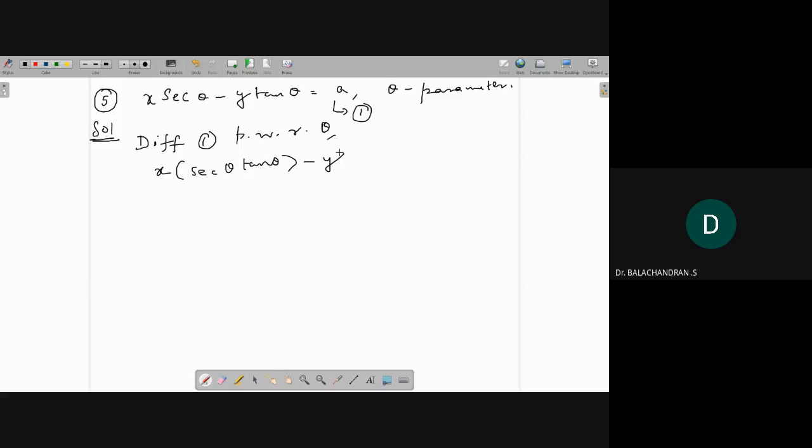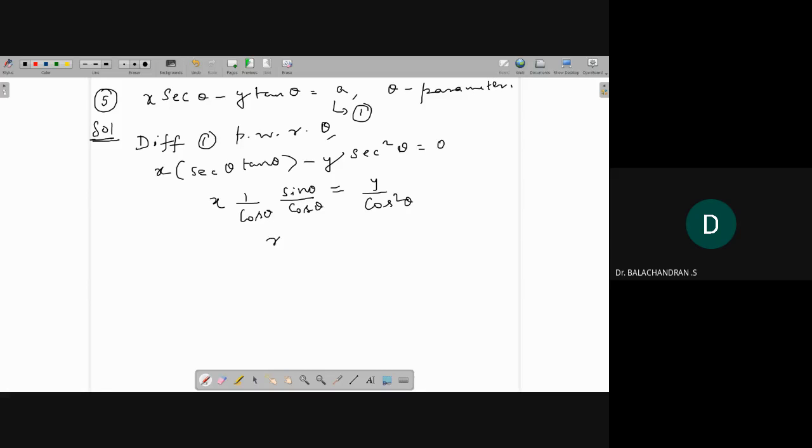Minus y into, differentiate tan theta, will get secant square theta equal to 0. Or you can write x into 1 by cos theta into sin theta divided by cos theta minus y divided by cos square theta equal to 0. You can write y by cos square theta. So cos square theta gets cancelled.